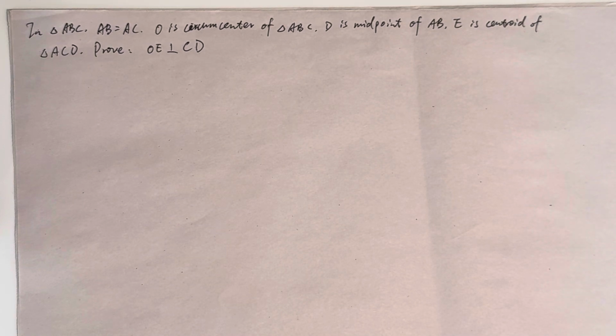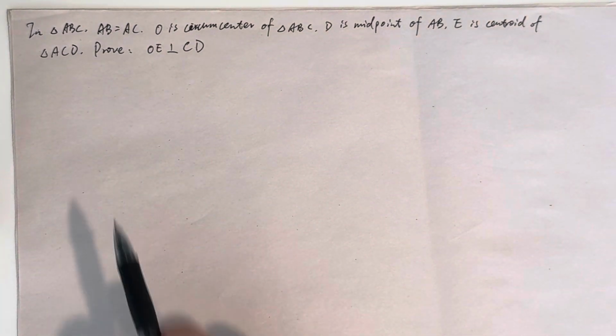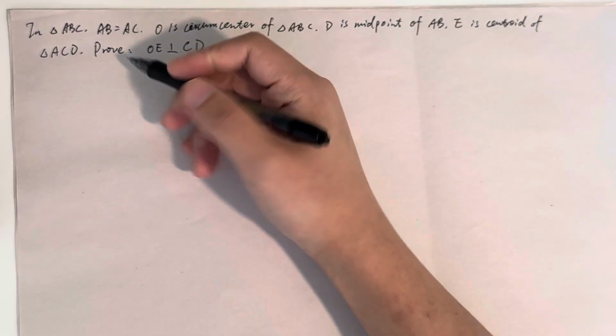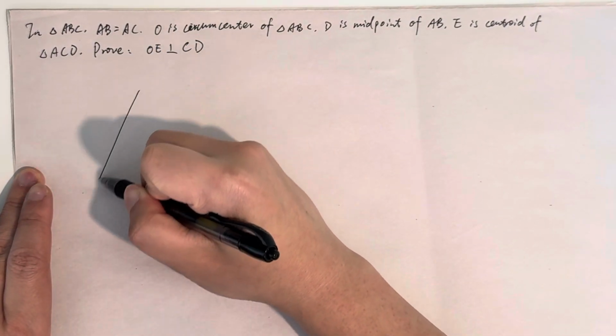Today we're going to continue our study on the correlation of centers. Here is a problem. In triangle ABC, AB equals AC. So let's draw the figure first.